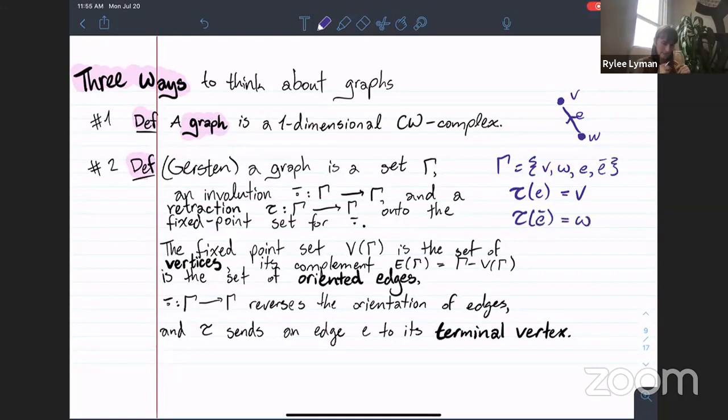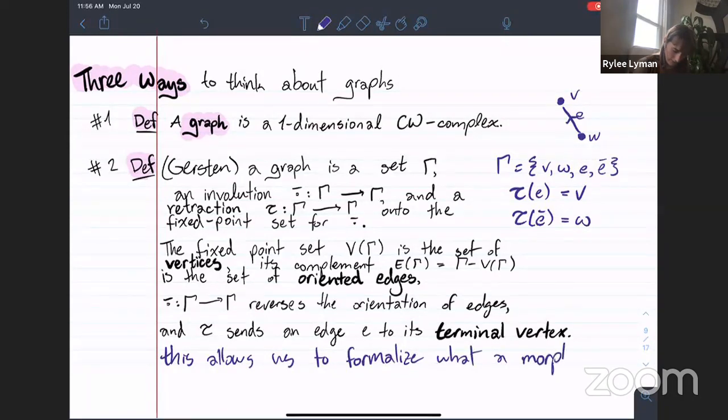Great. So this is just a combinatorial way to think about a graph, and I'll basically use it for convenience in terms of how I'm talking about what's going on. One nice thing about this is that it allows us to formalize what we mean by a morphism of graphs. And I'll say it just very briefly, and we'll talk about it a little bit more tomorrow.